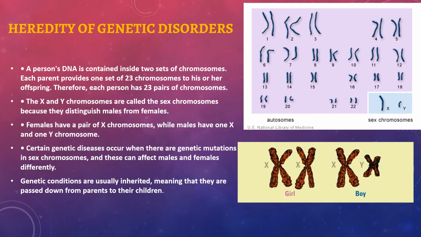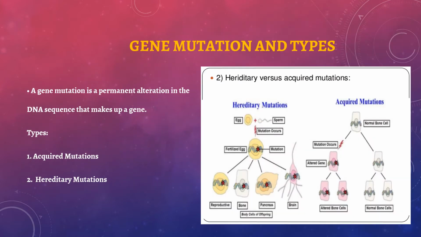I hope you have understood how many chromosomes and how many pairs of chromosomes there are in a human body, and that the X and Y chromosomes are called the sex chromosomes. In a female there are X and X chromosomes, whereas in a male there is an X and a Y chromosome.